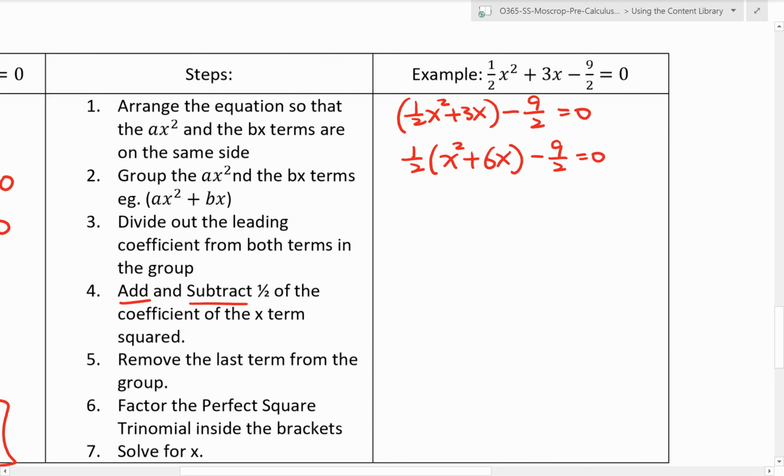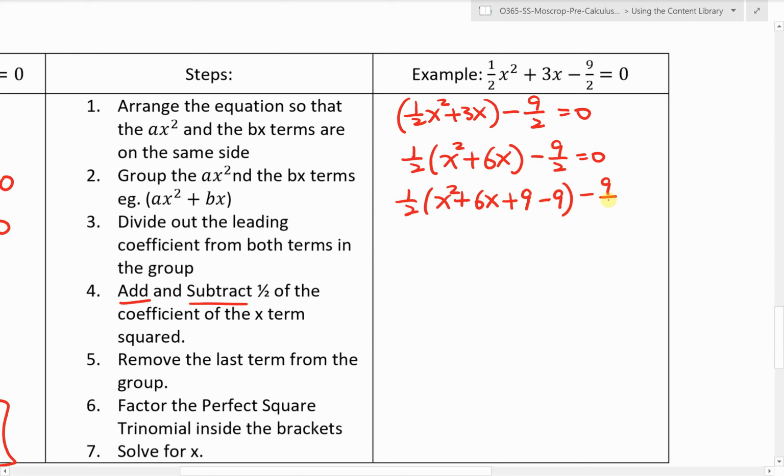Okay, step 4, again, add and subtract half of the coefficient of the x term. So we take half of 6, and that's a 3. And then we use 3 squared. Okay, so 3 squared is 9. So this becomes plus 9 and then minus 9, right? Add and subtract half of that and square. So plus 9 minus 9.